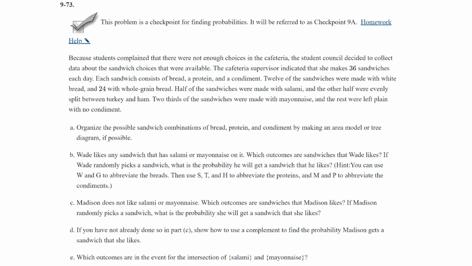So that's part A. B, Wade likes any sandwich that has salami or mayonnaise on it. Which outcomes are sandwiches that Wade likes? If Wade randomly picks a sandwich, what is the probability that he will get a sandwich that he likes? You can use W and G to abbreviate the breads, then use S, T, and H to abbreviate the proteins, and M and P to abbreviate the condiments. So Wade is looking for a sandwich that has salami or mayonnaise on it.